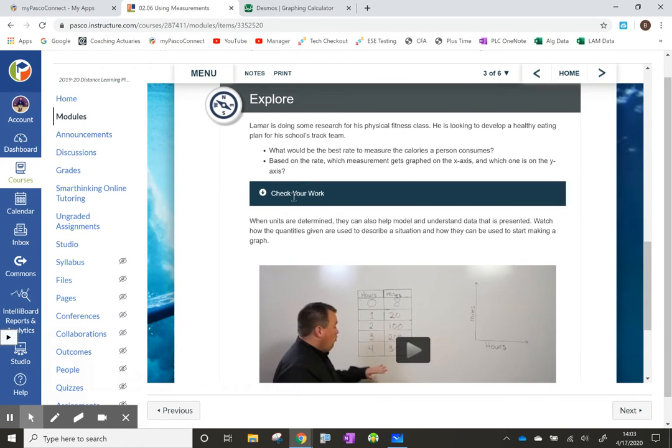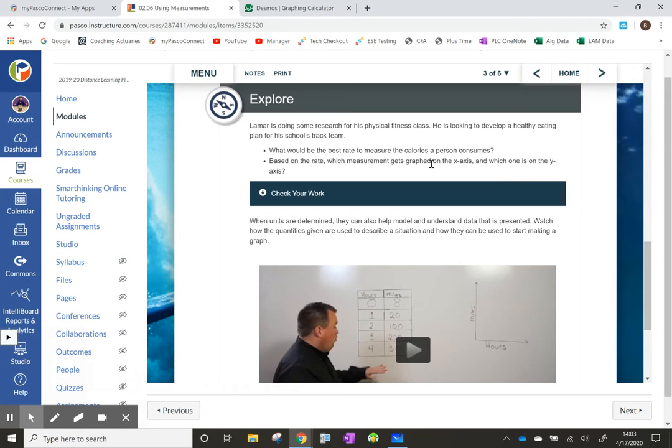So Lamar is doing some research for his physical fitness class. He is looking to develop a healthy eating plan for his school's track team. What would be the best measure for the calories a person consumes? So think about a rate based on calories. Calories per what? Calories per minute? Calories per what? And the thing that makes the most sense to use would probably be calories per day.